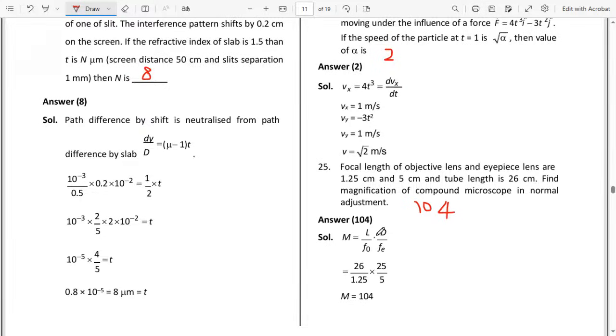Yes, m equal to, as we know, L by f0 into D by fe, 26 by 1.25 into 25 by 5. You are going to get 104.